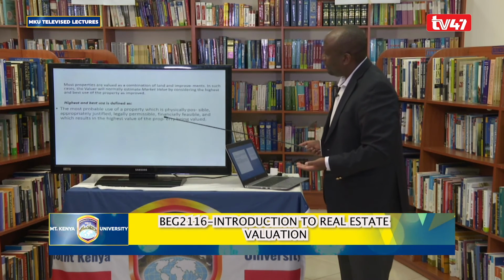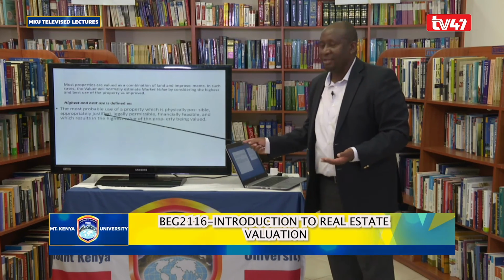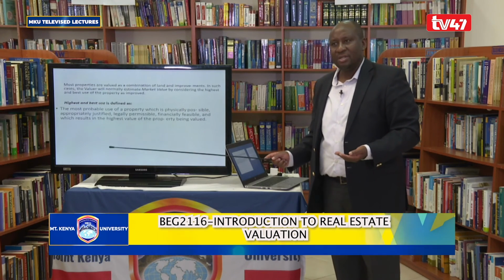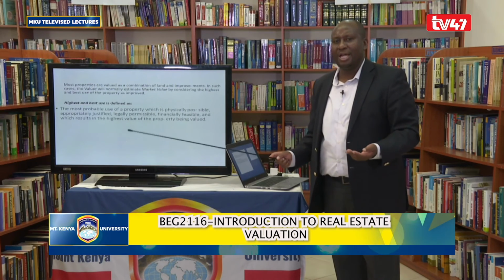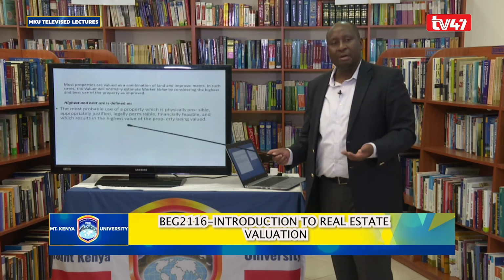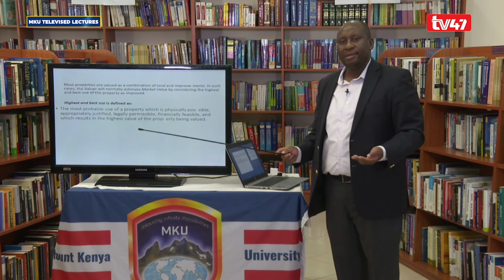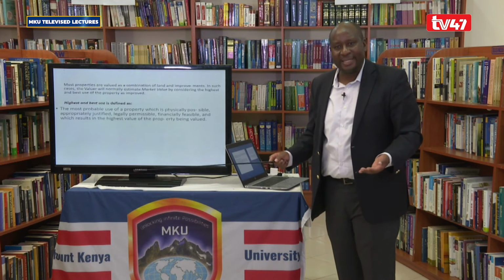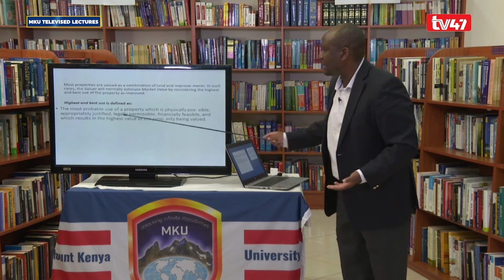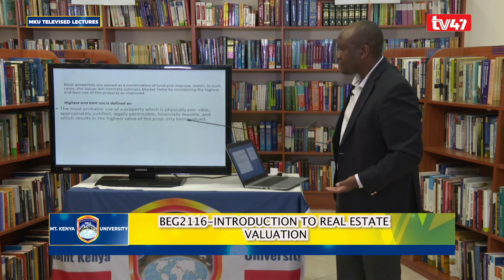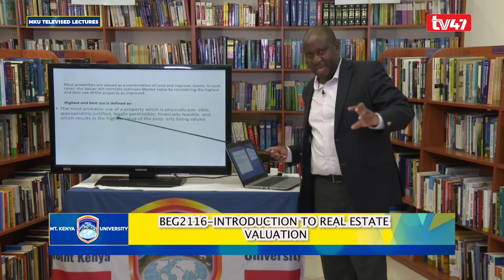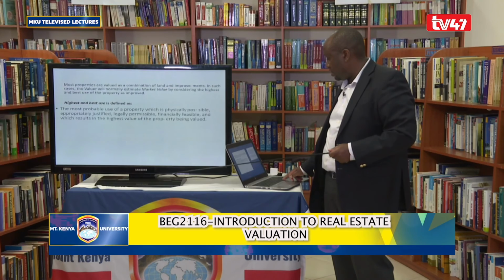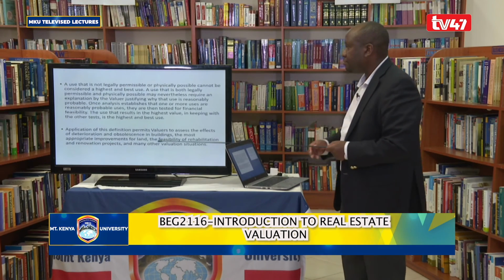You can also have a use that is very good but not physically possible. For instance, you have a marshy piece of land and you can build 10 stories or whatever with good returns, but when you go to that land, that construction is not possible. So it becomes physically impossible. As you analyze the highest and best use as a valuer, you have to put those considerations into place.